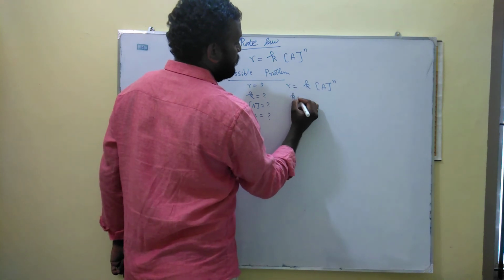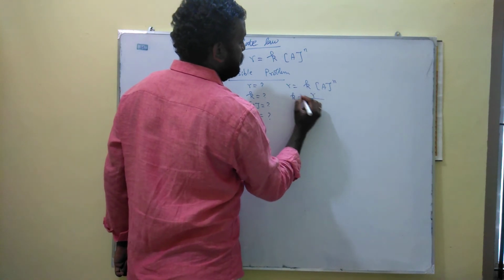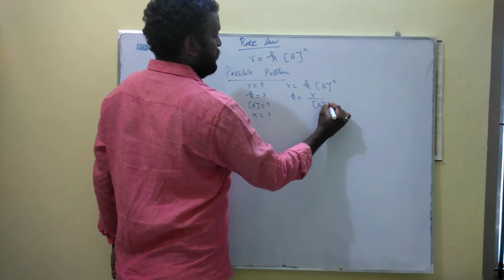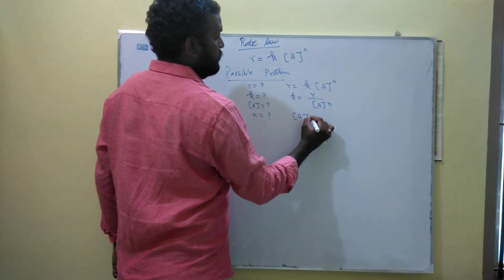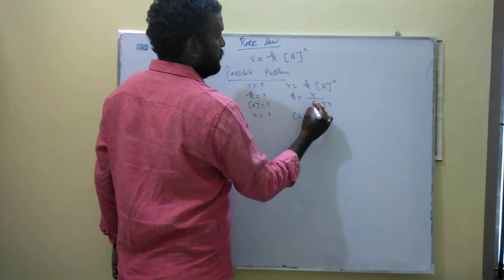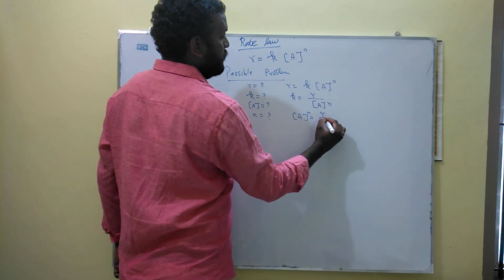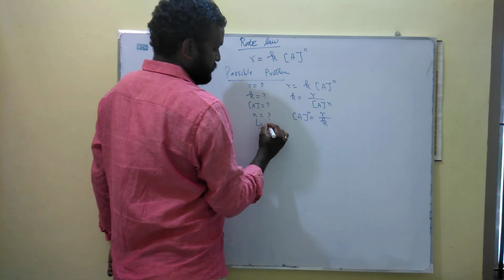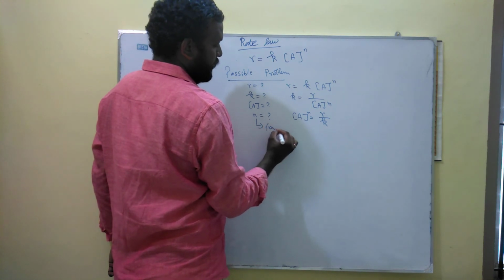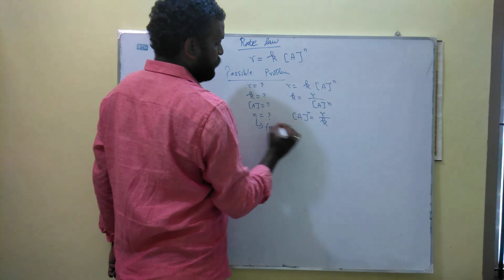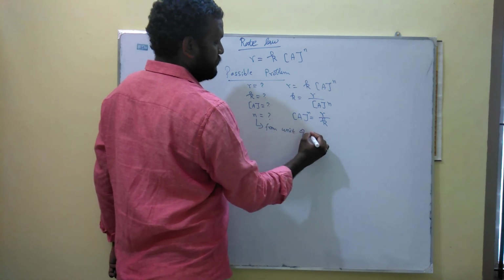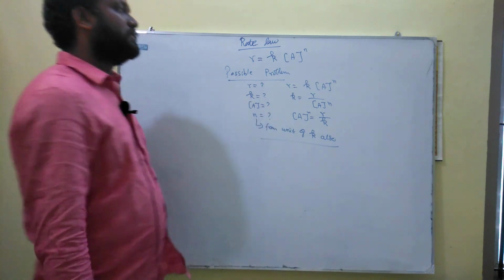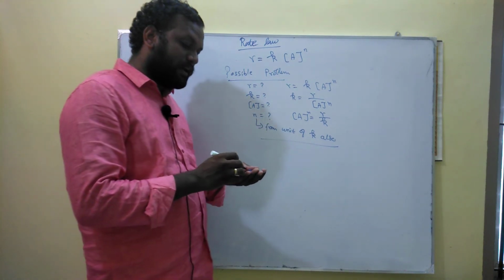Then K is equal to R divided by concentration of A power N. Then A power N is nothing but R divided by K. N can also be found from the unit of K. These are all the possible problems from the rate law expression.